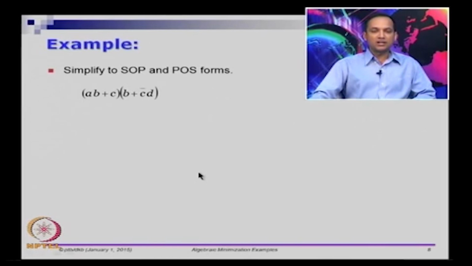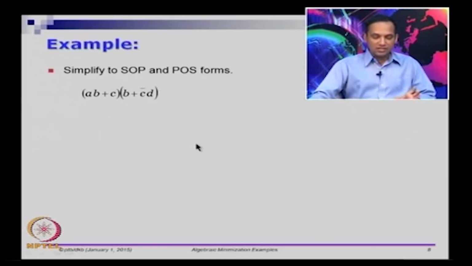So let's look at this example, simplified to SOP and POS forms. So let's say I have (AB + C)(B + C̄D). So this is clearly not in the SOP form nor in the POS form. So it's in neither of those. We want to convert that to both SOP and POS form.